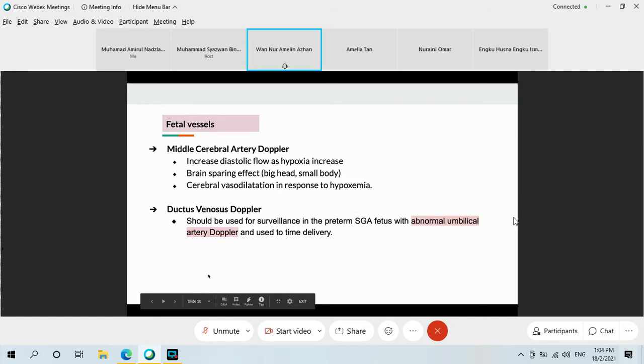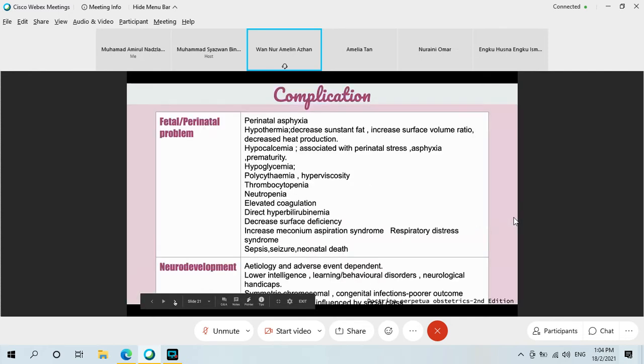Okay, these are the fetal vessels, where the commonly measured ones are the middle cerebral artery and ductus venosus. For the middle cerebral artery, let's remember there is a brain sparing effect in the fetus with hypoxia. So there will be cerebral vasodilation in response to it. That's why there will be increased diastolic flow. Next is the ductus venosus Doppler, which should be used for surveillance in the preterm SGA fetus with abnormal umbilical artery Doppler, and it is used to time delivery. I think that's all from me. Thank you.